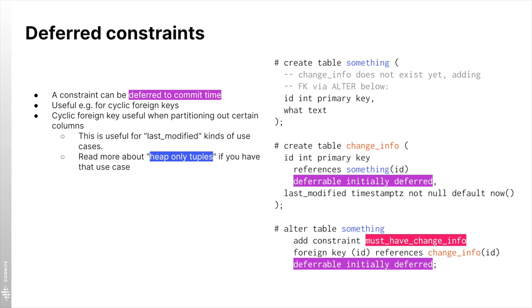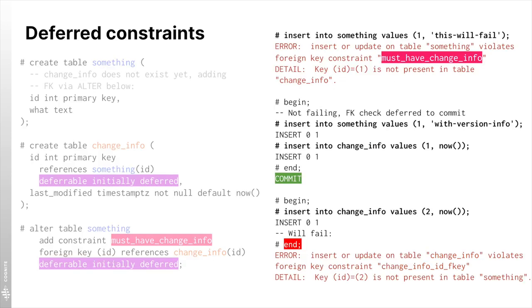So here's a concrete example where we insert into a table in a single statement transaction, so that just immediately fails. But if we start an explicit transaction and then insert into both tables, the constraint will validate on commit. But if we start a transaction and only insert into one of them and then commit again, then at commit, the constraint fails. So that's deferrable constraints.